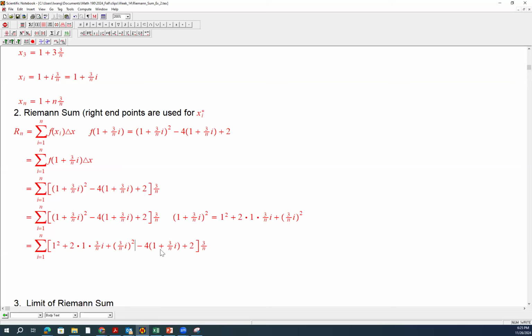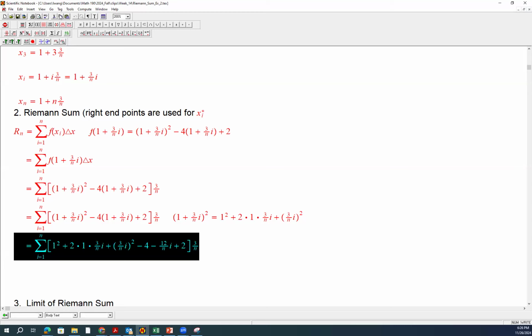So this piece is going to be replacing that squared piece. Minus 4 times 1 plus 3 over n i. So the 4 is going to be distributed to the inside of the parentheses. So we have minus 4 times 1 minus 4 times 3, so this is going to be 12 times i, and the plus 2.